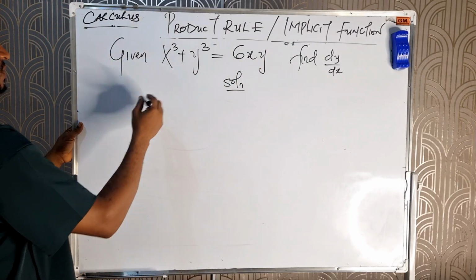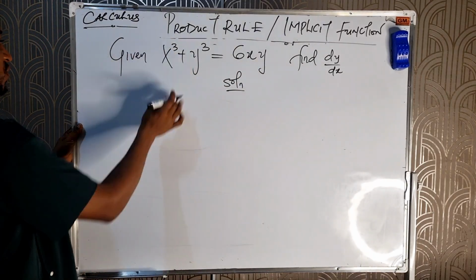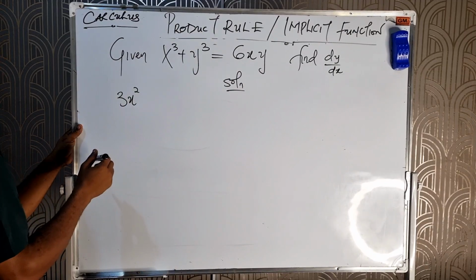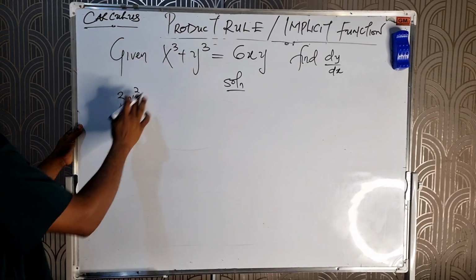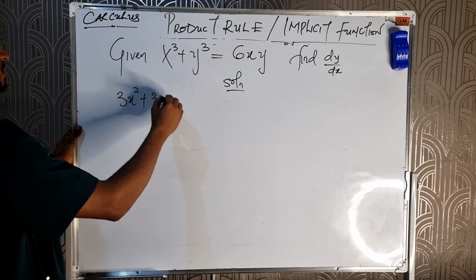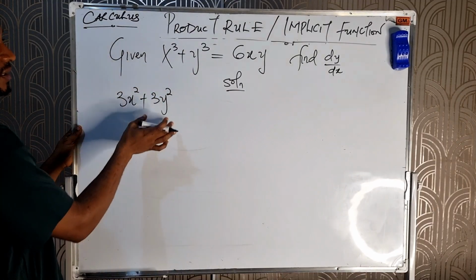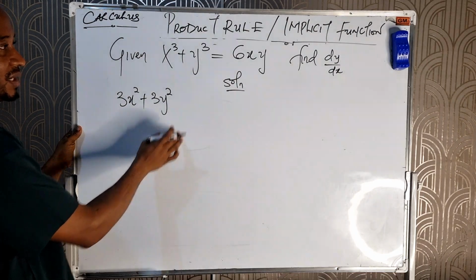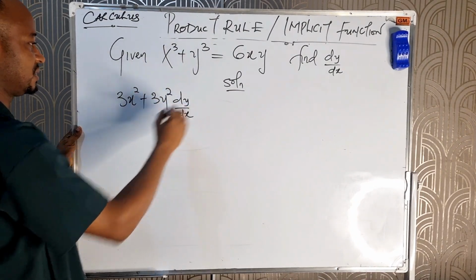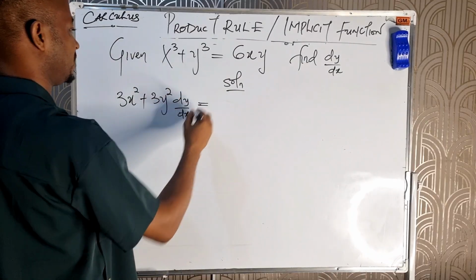So let's go. That will give us, differentiating x cubed, 3x squared, right? 3 times 1 is 3. Subtract 1 from 3, we have 2. Plus, here we have 3y squared. The rule says, after differentiating y, we multiply with what? dy/dx. Don't forget. Then here we have equals to.